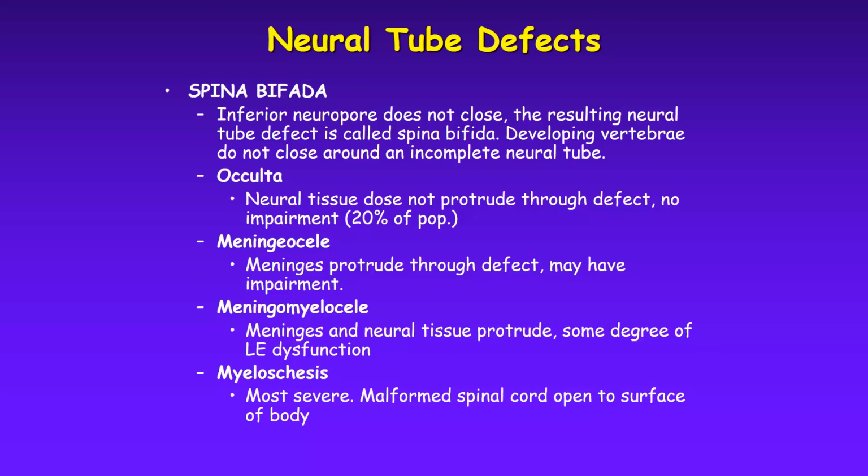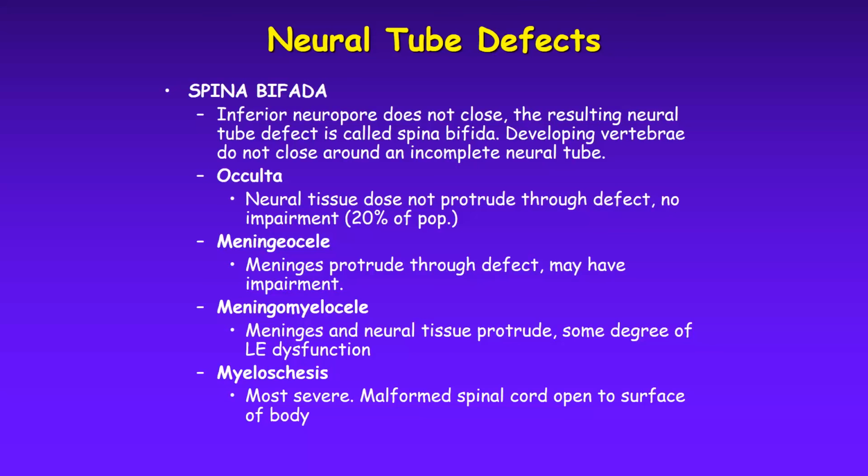The next level of involvement is called meningocele. This is where the meninges, which is basically your dura and arachnoid, the coverings of your spinal cord, protrude out through the defect. They may have impairment, but they may not. They may have actual motor weakness or spasticity, but they may not, depending on how severe it is.